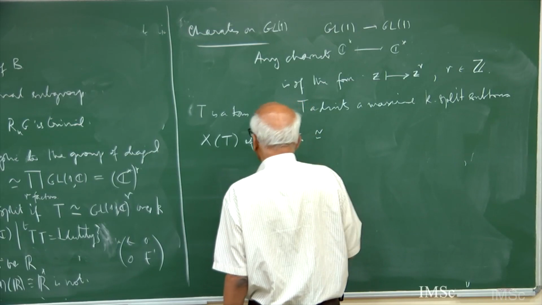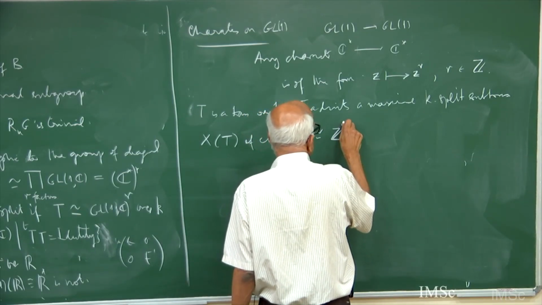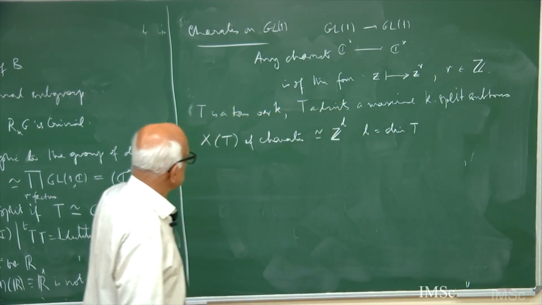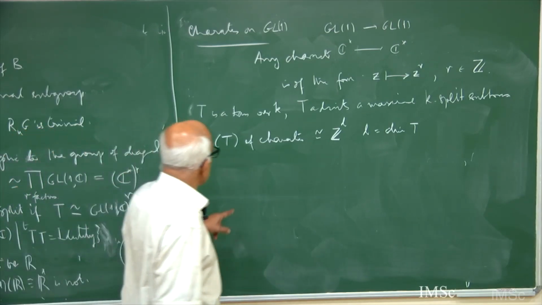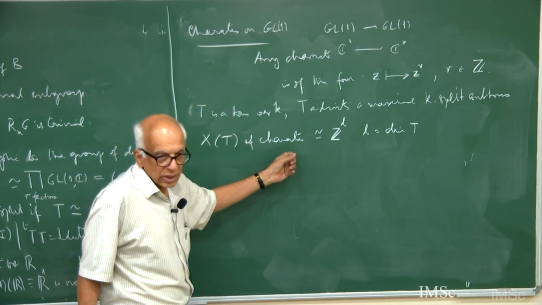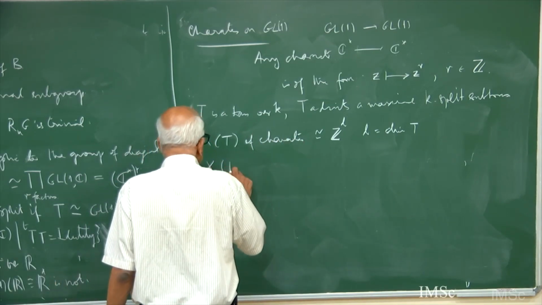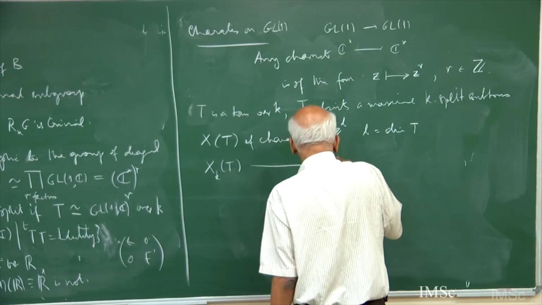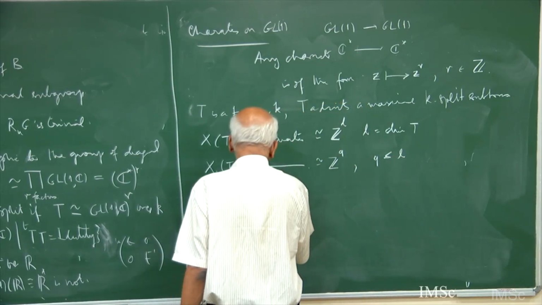is isomorphic to Z^l, where l is the dimension of the torus, if T is split. I'm not saying anything about definition over K. X(T) is characters over the algebraic closure, and then I write X_K(T) to be characters defined over K. These are characters defined over Q with Q less than K.